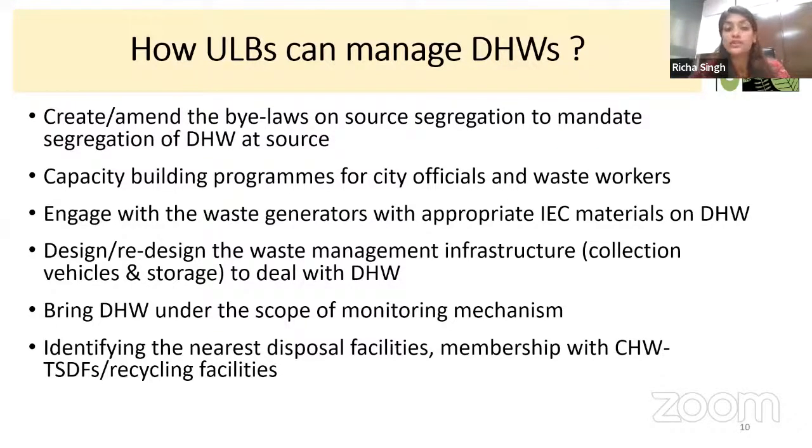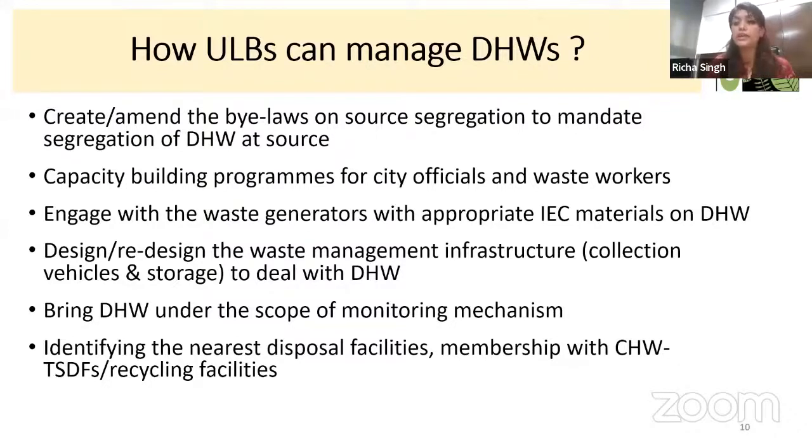So basically, the first thing they can do is to create or amend the bylaws on source segregation to mandate source segregation. Segregation is the key and it is non-negotiable if we want our recycled products to be free from any kind of contamination. If we want to minimize the pollution of land, water and air, we need to make sure that the domestic hazardous waste is not reaching the dump site, and is also not contaminating the wet fraction and dry fraction.